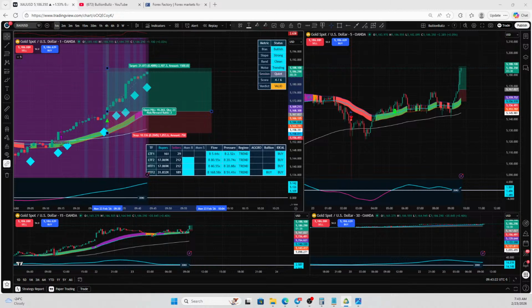We can still see that we are very, very strong on the buy side compared to the sell side. And everything is pointing towards us hitting our profit target.